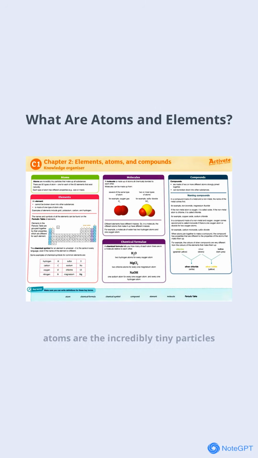Start with the basics. Atoms are the incredibly tiny particles that make up everything around us. Imagine them as the building blocks of all substances. Each element on the periodic table is made of just one type of atom, and there are 92 naturally occurring elements, each with its own unique properties like size or mass.